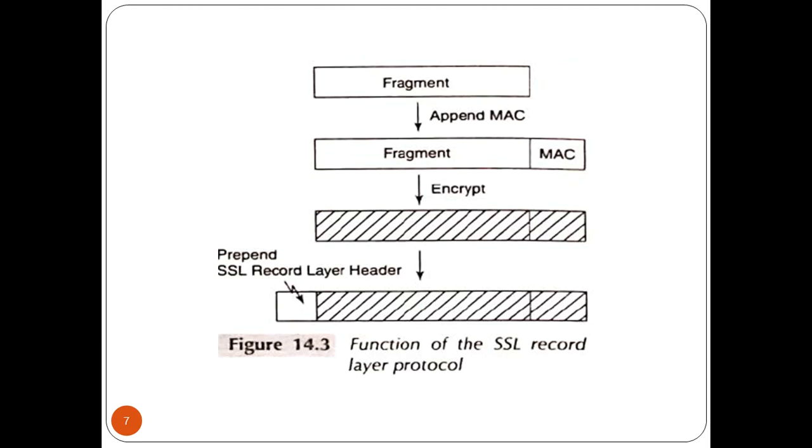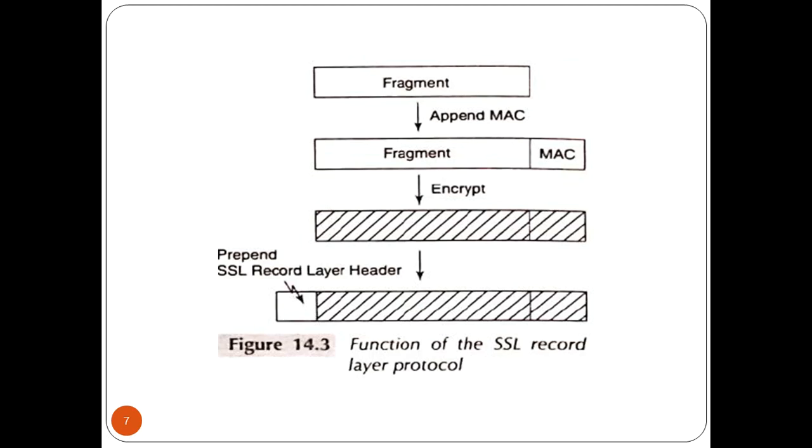So once this encryption has taken place, including the fragment, MAC and padding if necessary, then while moving to the next layer, as a next step, this encrypted version can be prepended with the SSL record layer header. This SSL record layer header consists of three fields, namely a content type field, next a version number field, and finally a length field.